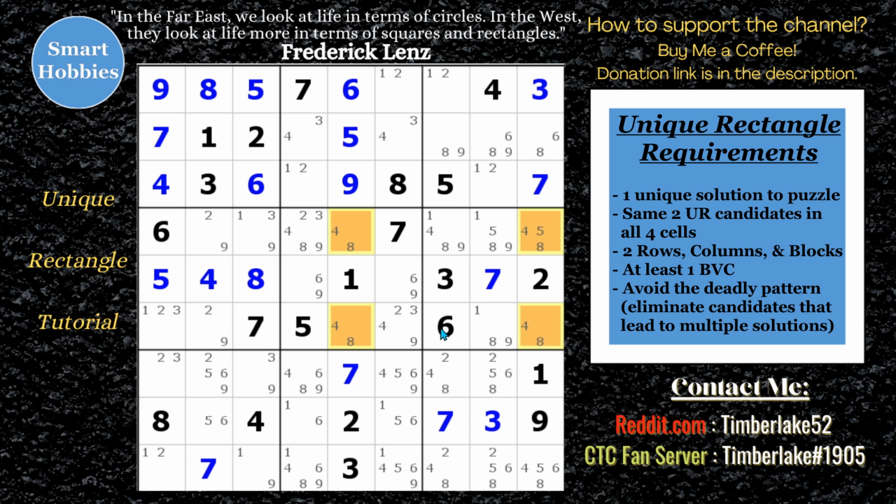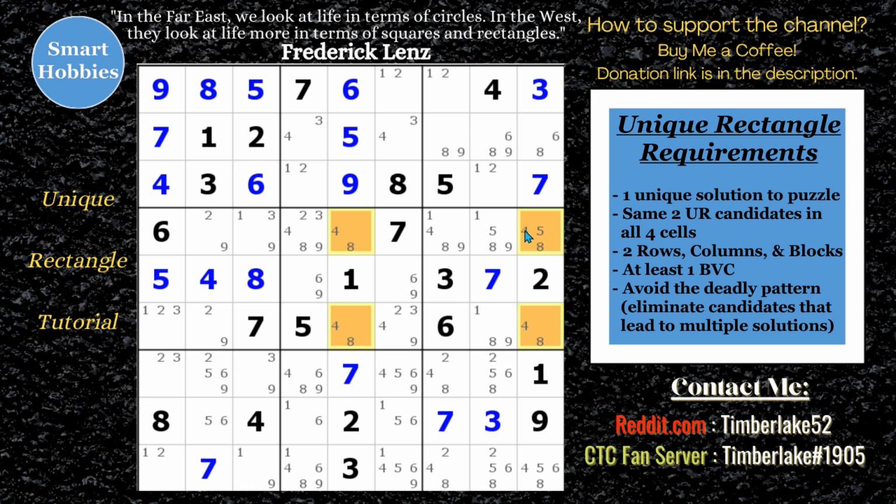What a unique rectangle says is, I'll say this a little bit better. It's basically saying that we're going to use a strategy that prevents you from putting in something in a cell that would make you have two solutions. And it's called a deadly pattern. A better explanation of the deadly pattern is it's a configuration of candidates that leads to several solutions for a particular puzzle.